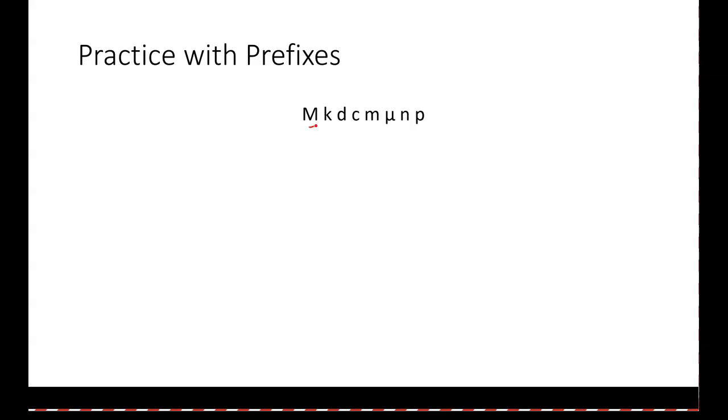So we've got mega, kilo, deci, centi, milli, micro, and this Greek letter, it's the Greek letter mu, and we use that for micro because milli is a little m and mega is a big M, and so we have to have a different symbol. So it's the Greek letter mu. And then we have nano and pico.